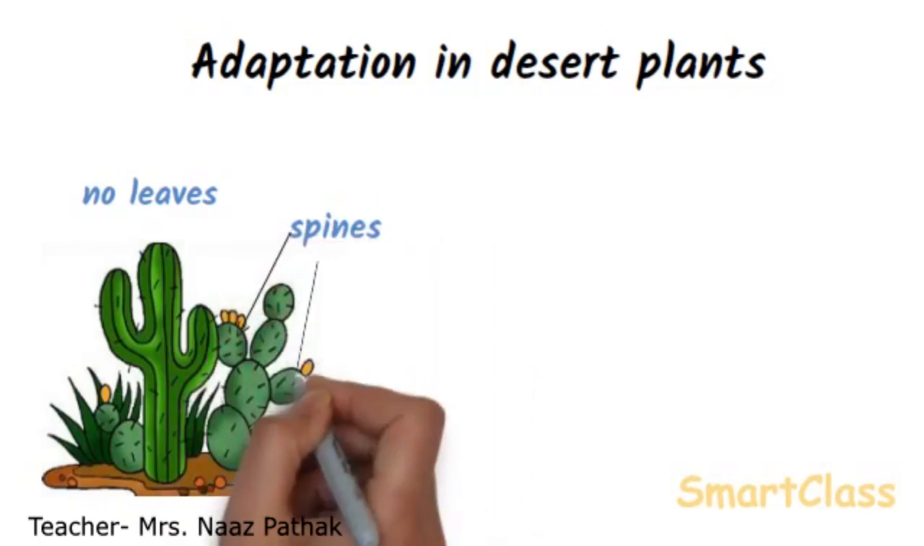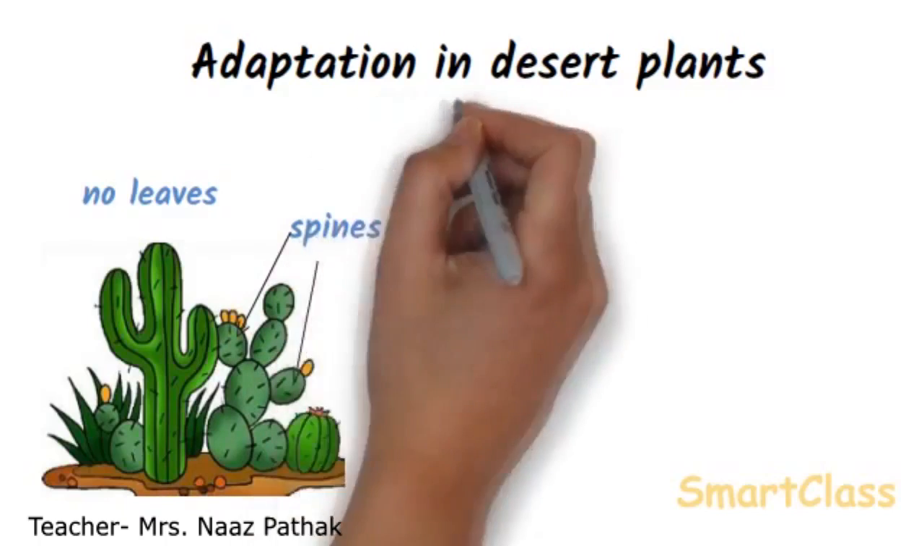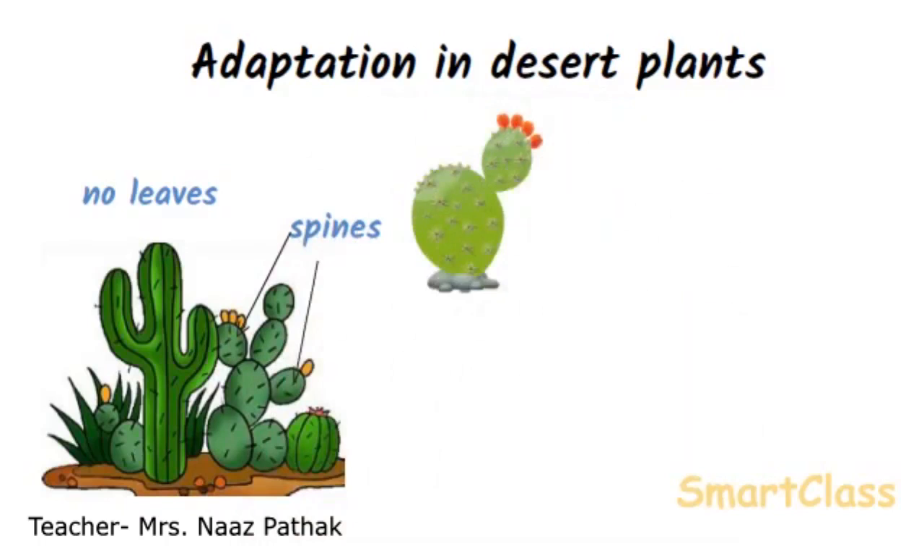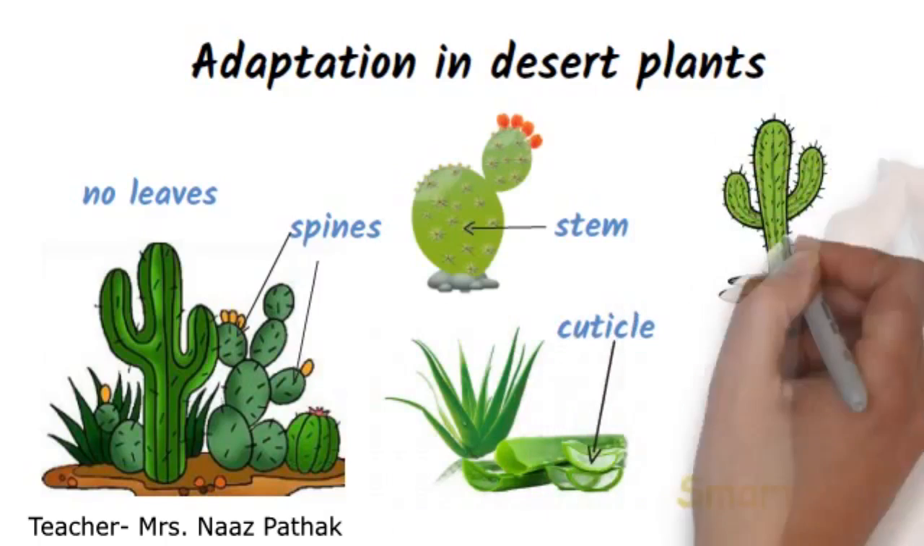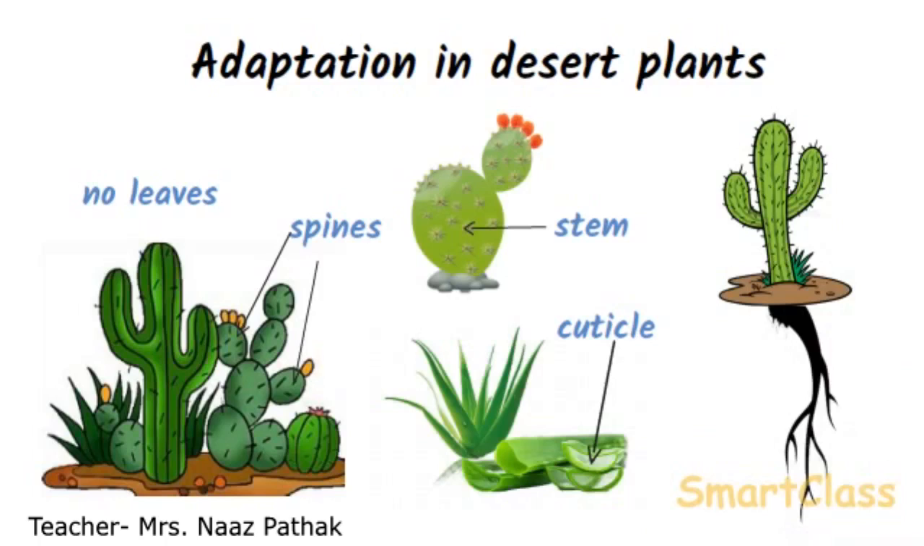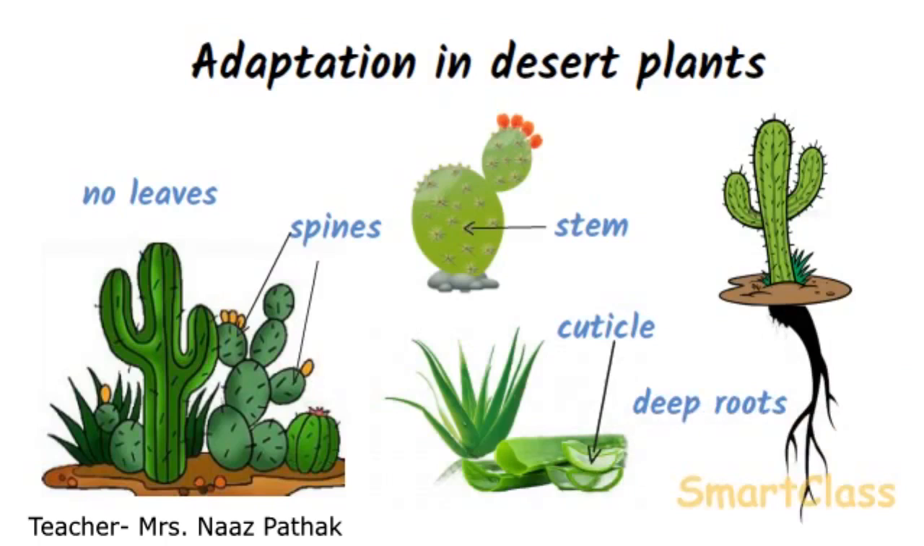The stems of desert plants are modified to perform the functions of leaf. The stems of desert plants are modified for storing water. These stems are also covered with a thick waxy layer called cuticle, which prevents the loss of water from it. Most of the desert plants have long roots which go deep into the soil for absorbing water. Cactus is the most common plant found in deserts.